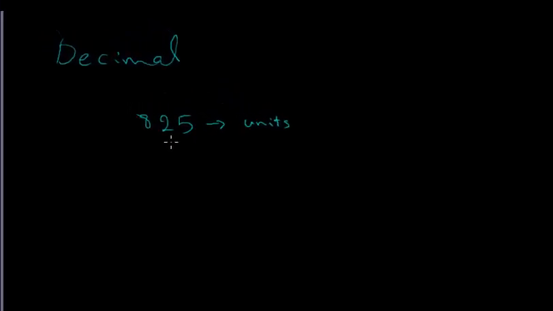Now that we reviewed the concept of place value, we can focus on decimal. As we discussed, when we write numbers, the position or place of each number is important. In the number 825, the 5 is in the units position, meaning just 5, or 5 ones. The 2 is in the tens position, meaning 2 tens, or 20. And the 8 is in the hundreds position, meaning 8 hundreds. 825.